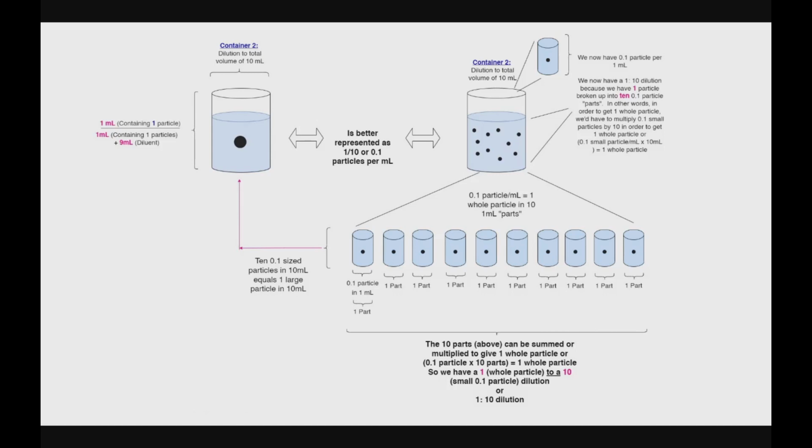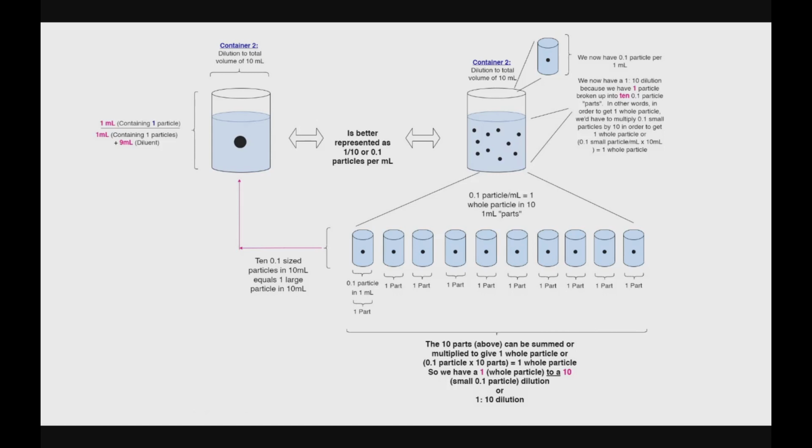And what we did here at the bottom is, if you look at the 10 parts, what I'm basically saying is, if you take container 2 and break it up into 10 one-milliliter parts, each part would have one particle in it. And of course, those particles would measure 0.1 in size. But if you add all 10 of those particles up, you would get one whole particle in 10 milliliters, just like you have in the image to the left.